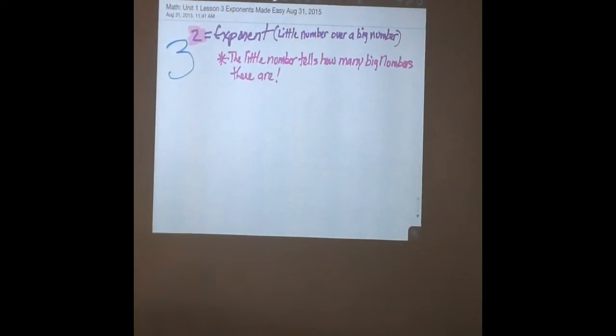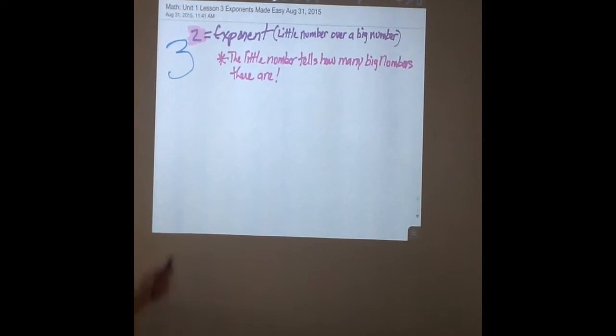Welcome back to math. Today we're on Unit 1, Lesson 3. We're going to be talking about exponents made easy. Exponents made easy. What is an exponent, you're probably thinking?